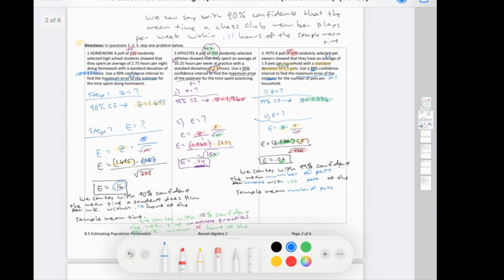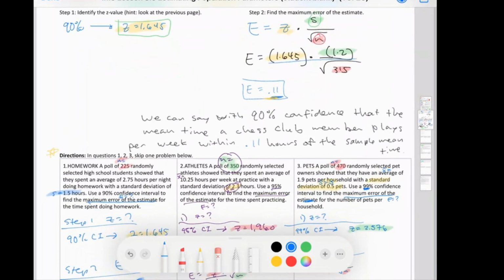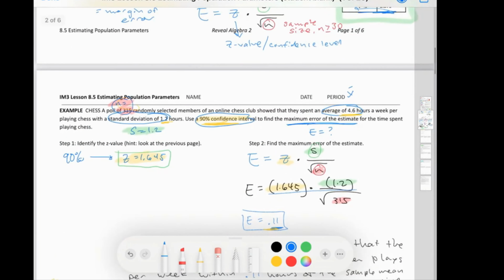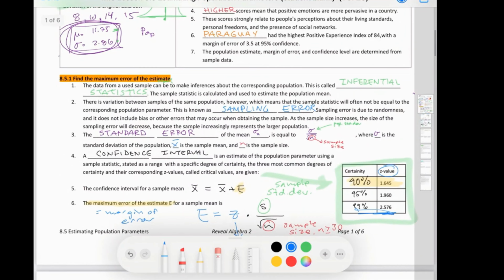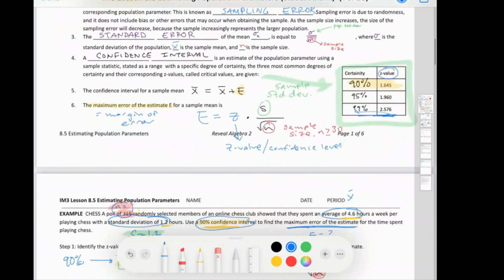Okay, so that is using 8.51. Find the maximum error of the estimate.